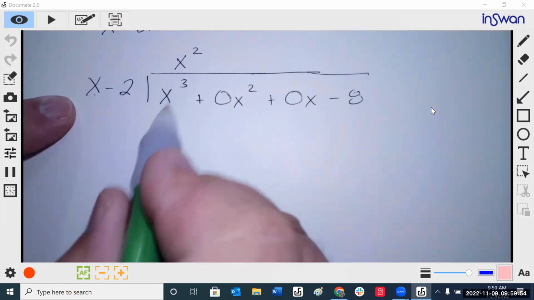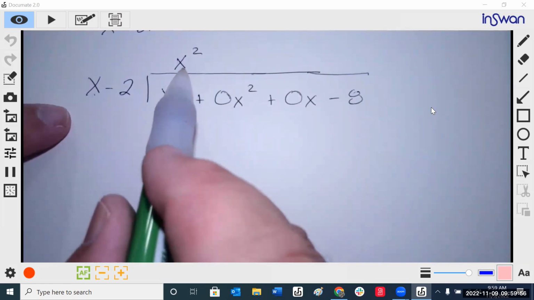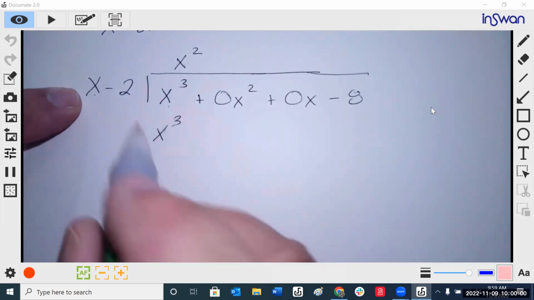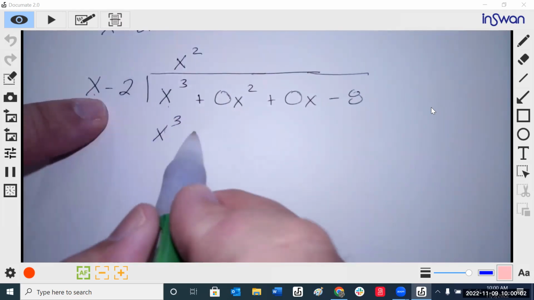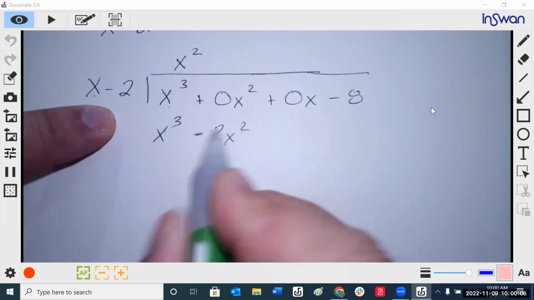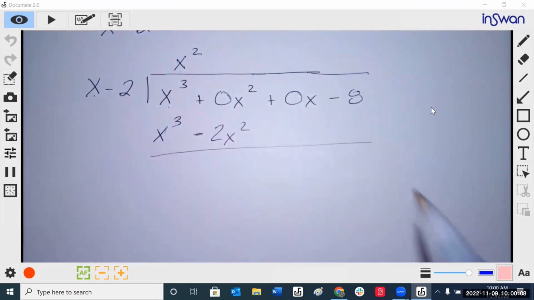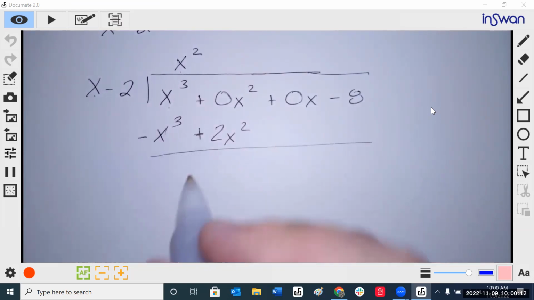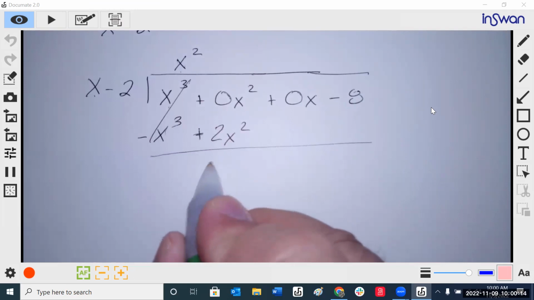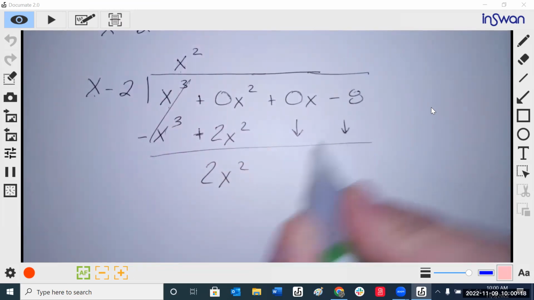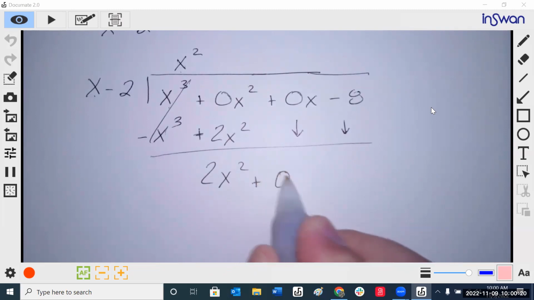So I'm missing 2 x's. So x squared times x is x cubed. Positive times negative is a negative. X squared times 2 is 2x squared. Change the signs and add. Bring down everything else.